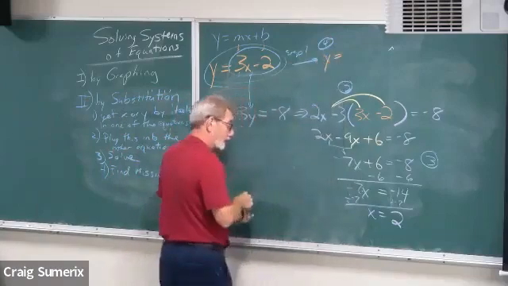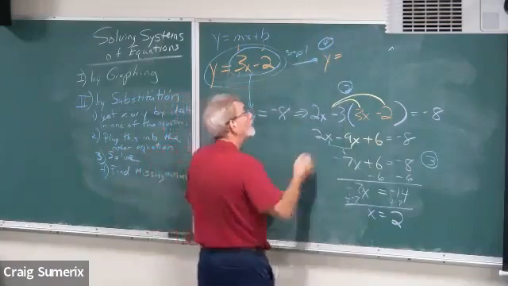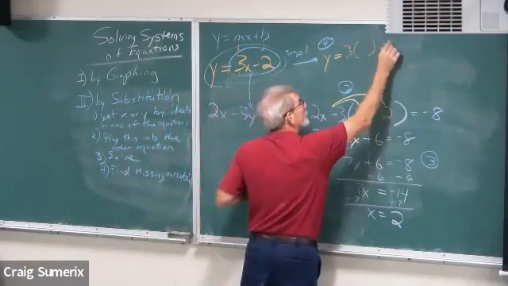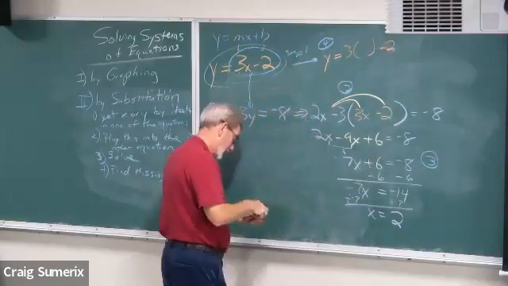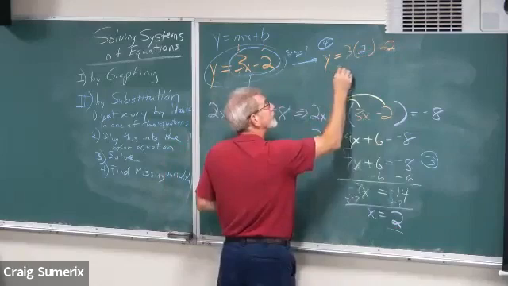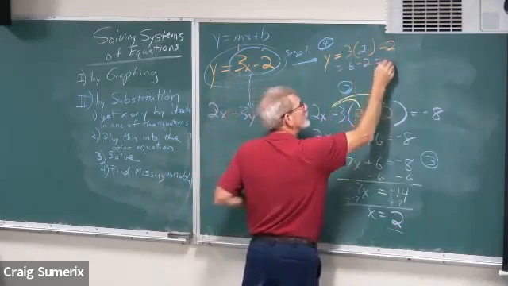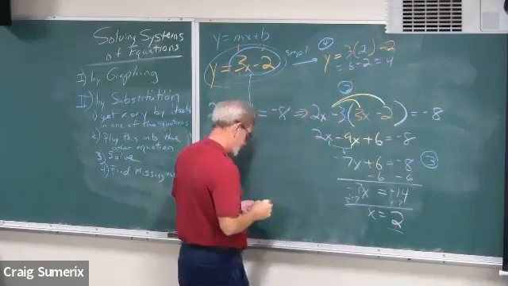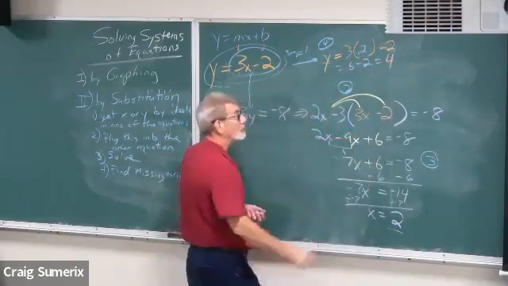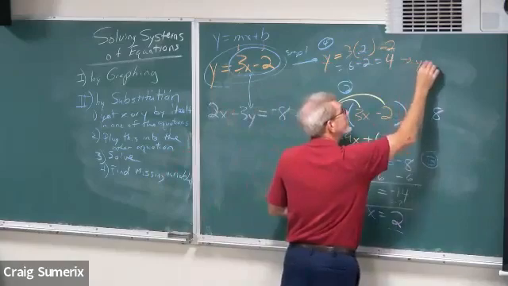Y is equal to 3 times X plus, or minus, excuse me. And X, we found, was 2. 6 minus 2 is 4. So Y equals 4. Are we done?